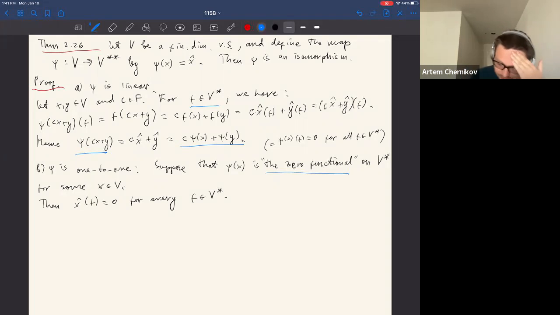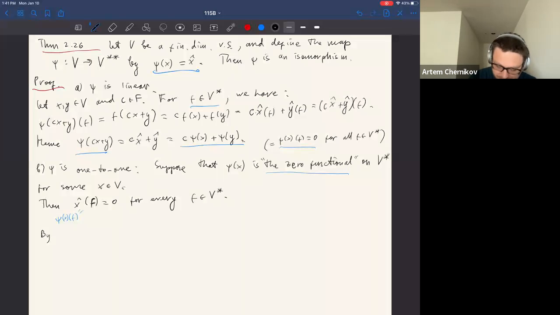Here I'm just using the definition of psi. Remember, psi of x is x hat. So if psi of x is a zero functional, it means it sends everything to 0. So this means by definition that psi of x of f, which is the same as x hat of f, is equal to 0. Assume this happens for every f in V star, for every functional in V star.